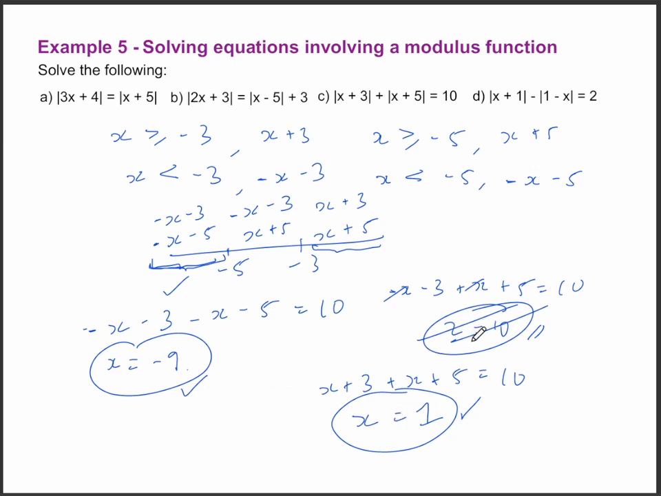This one is not part of the answers because, first of all, you don't even have an x to solve, right? The x cancels each other out. So these two will be your answers.